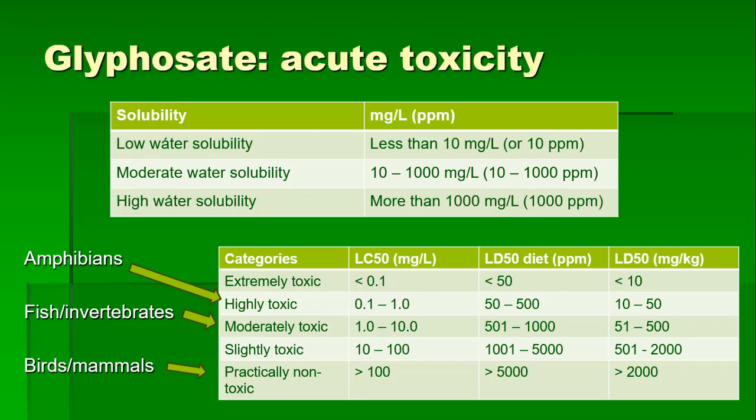So even if glyphosate is non-toxic to birds and mammals, the situation is different for aquatic organisms. As we can see here, it is moderately toxic to fish and aquatic invertebrates, but there are many amphibians that are very susceptible, and for which it would be very highly toxic on an acute basis. We did also mention that glyphosate is very water soluble, and so if we apply it directly on a water body, it will reach concentrations that could easily be lethal to fish and other aquatic organisms.